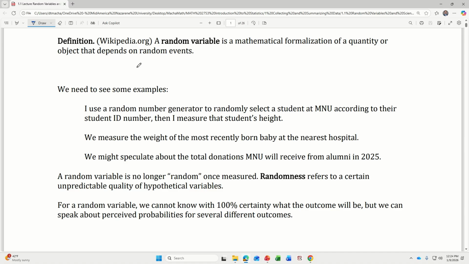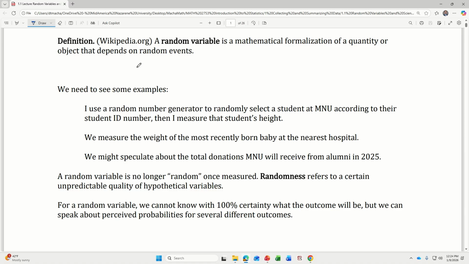If I were to use a random number generator, like on an Excel spreadsheet to just give me a random integer, I could select a student at MNU according to their student ID number. Everybody's got that like 5-digit student ID. And then what if I tracked down that student wherever they lived and measured their height? That would be a random variable.